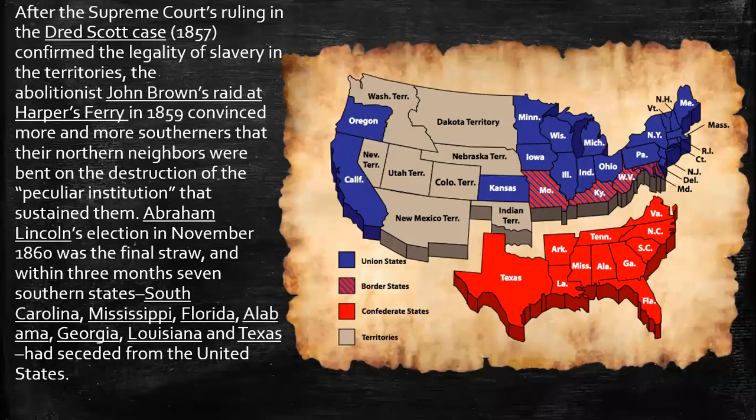After the Supreme Court's ruling on the Dred Scott case in 1857 confirmed the legality of slavery in the territories, the abolitionist John Brown's raid at Harper's Ferry in 1859 convinced more and more Southerners that their northern neighbors were bent on the destruction of the peculiar institution that sustained them.